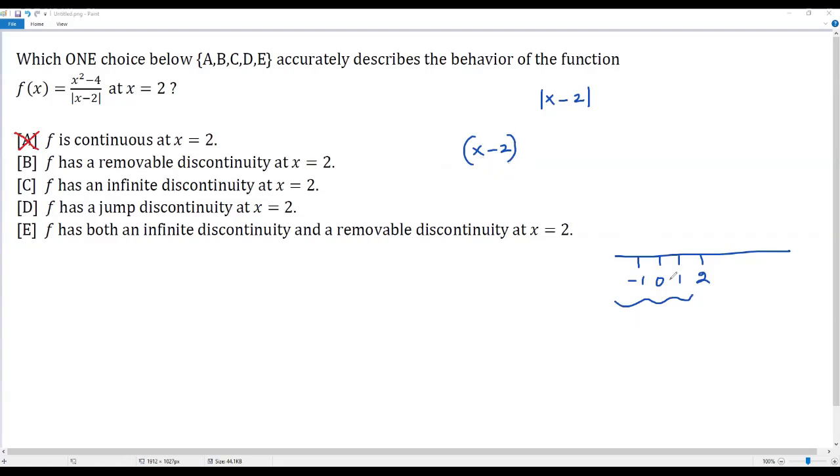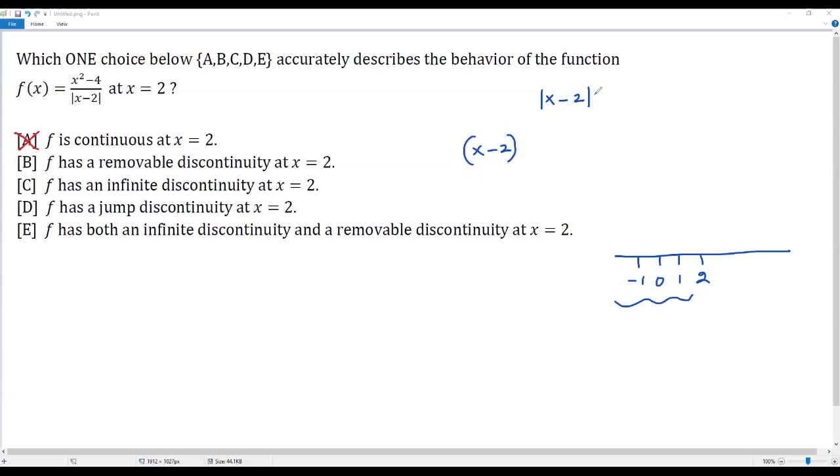For example, if I plug in x equals 1, which is on the left side of 2, will it become negative or positive? When I plug in x equals 1, 1 minus 2, it will become negative. If I plug in x equals 0, 0 minus 2, it will become negative. If I plug in negative 1 for x, negative 1 minus 2, again it will become negative 3. So if I consider the values on the left side of 2, the expression here becomes negative.